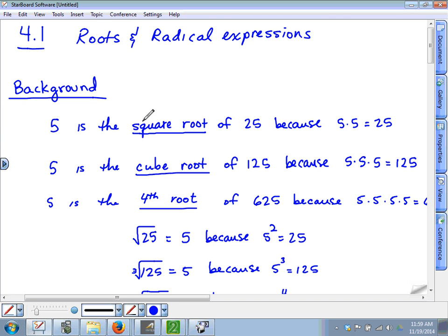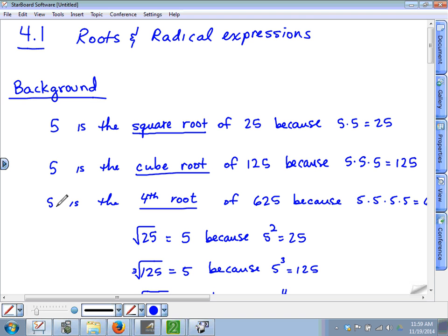You may not be as familiar with cube roots and fourth roots, but did you know that 5 is also the cube root of 125? But why is that? 5 times 5 times 5 is equal to 125. There's 3 of them, 5 times 5 times 5, hence the cube root. Man, this 5 is an awesome number.